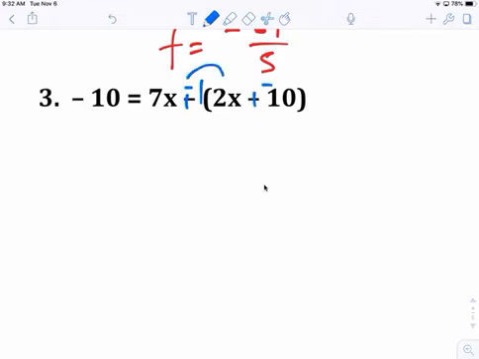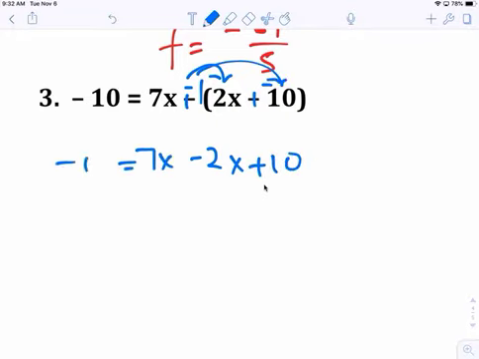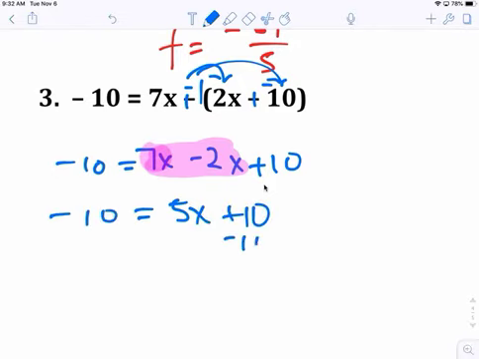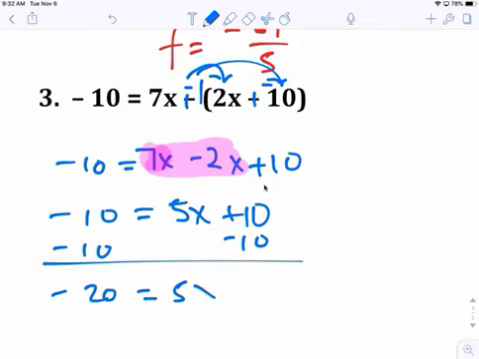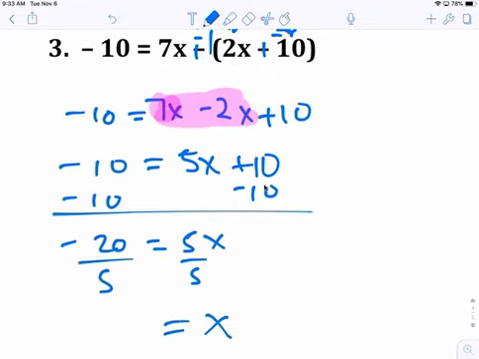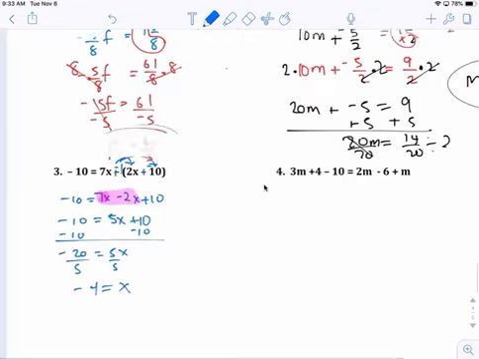Invisible 1. Negative 2x, 10. Combine these. 5x plus 10. And at negative 10 is negative 20. These are all one solution. Divide by 5. X is negative 4. One solution at negative 4. Okay.